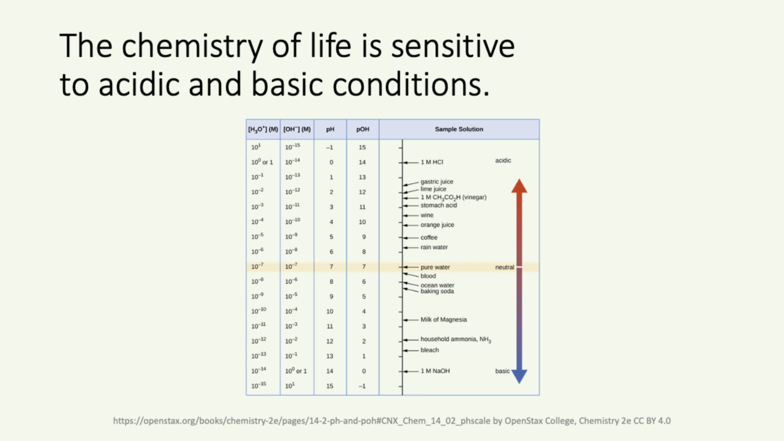The chemistry of life is sensitive to acidic and basic conditions. A compound that releases hydrogen ions in solution is an acid, and one that accepts hydrogen ions is a base. The pH scale ranges from 0, most acidic, to 14, most basic. The pH of most cells is close to 7, neutral, and is kept that way by buffers.